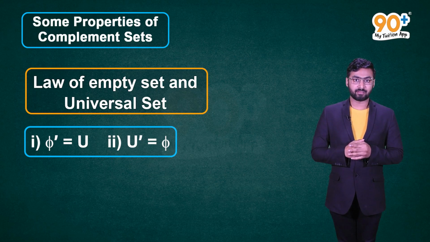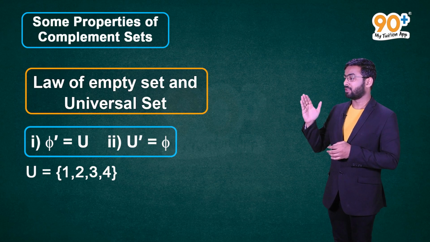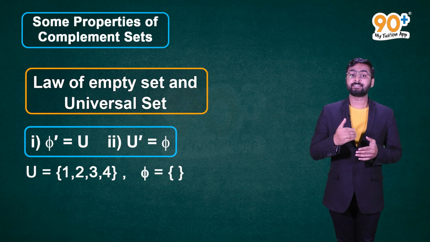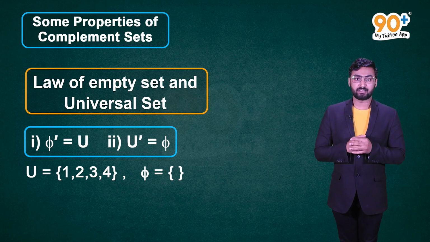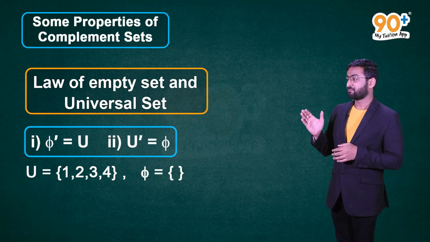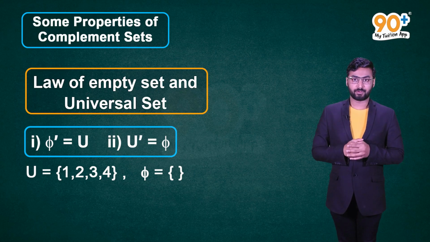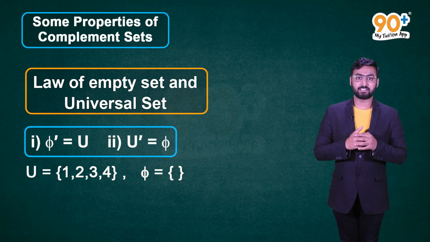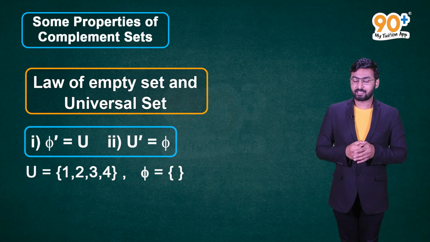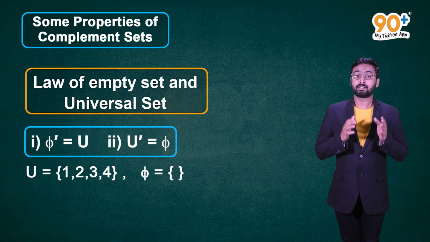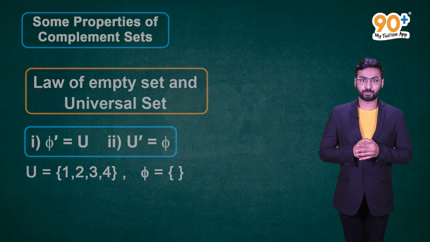Let's look at an example. Consider the universal set {1, 2, 3, 4} and phi, which is the empty set. Here, phi complement will be the set of elements which belong to U but not to phi, and they are set {1, 2, 3, 4}, which is the same as the universal set. And since U contains all the elements, U complement will be a null set, which is equal to phi. So this law is also true.